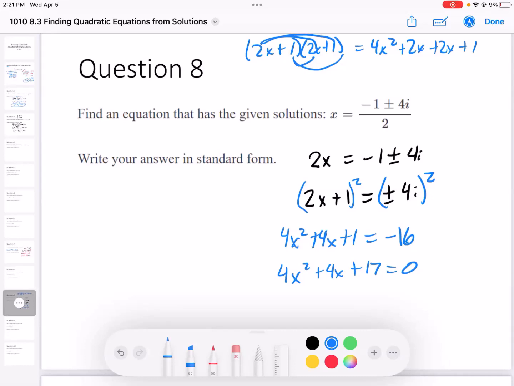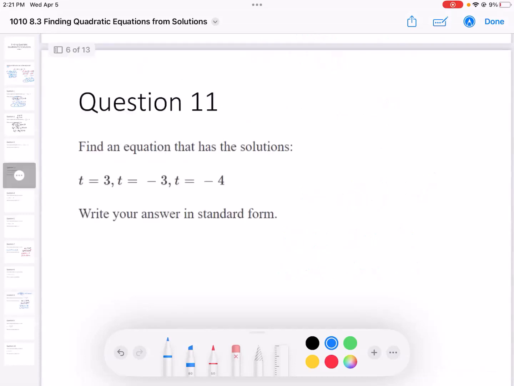So that's pretty much it, what you'll be doing on your homework. So you have some problems where the solutions are like plus or minus situations, and you have some where they're factors. On question 11, you have one where there's 3 solutions. So on question 11, based on the way that it's set up, how do you guys think you would write the equation for that one?